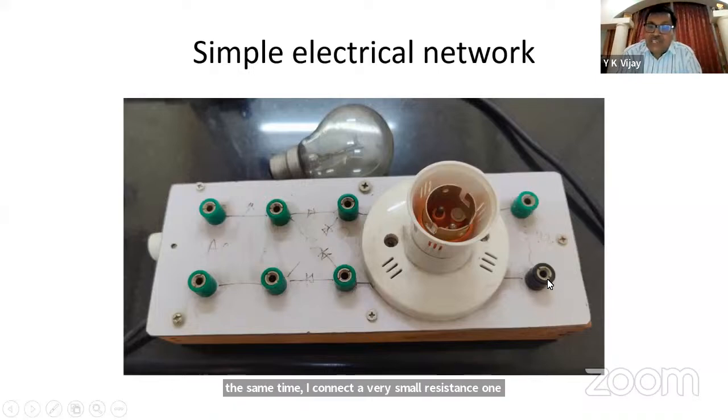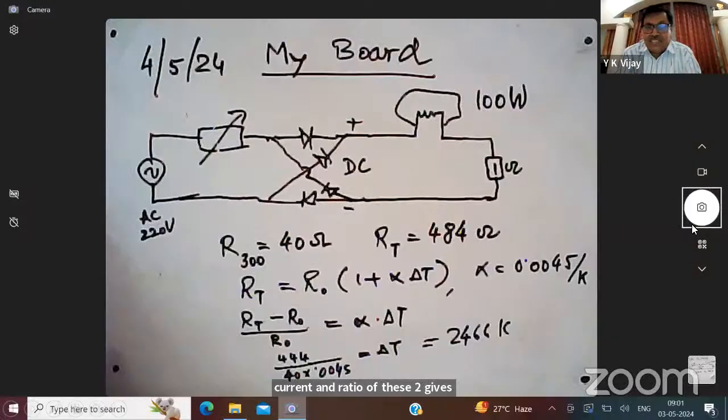So whatever voltage comes across 1 ohm resistance, that gives me the value of current in the circuit. So I know the voltage, and I know this voltage again gives you the current, and the ratio of these two gives me the value of the resistance.